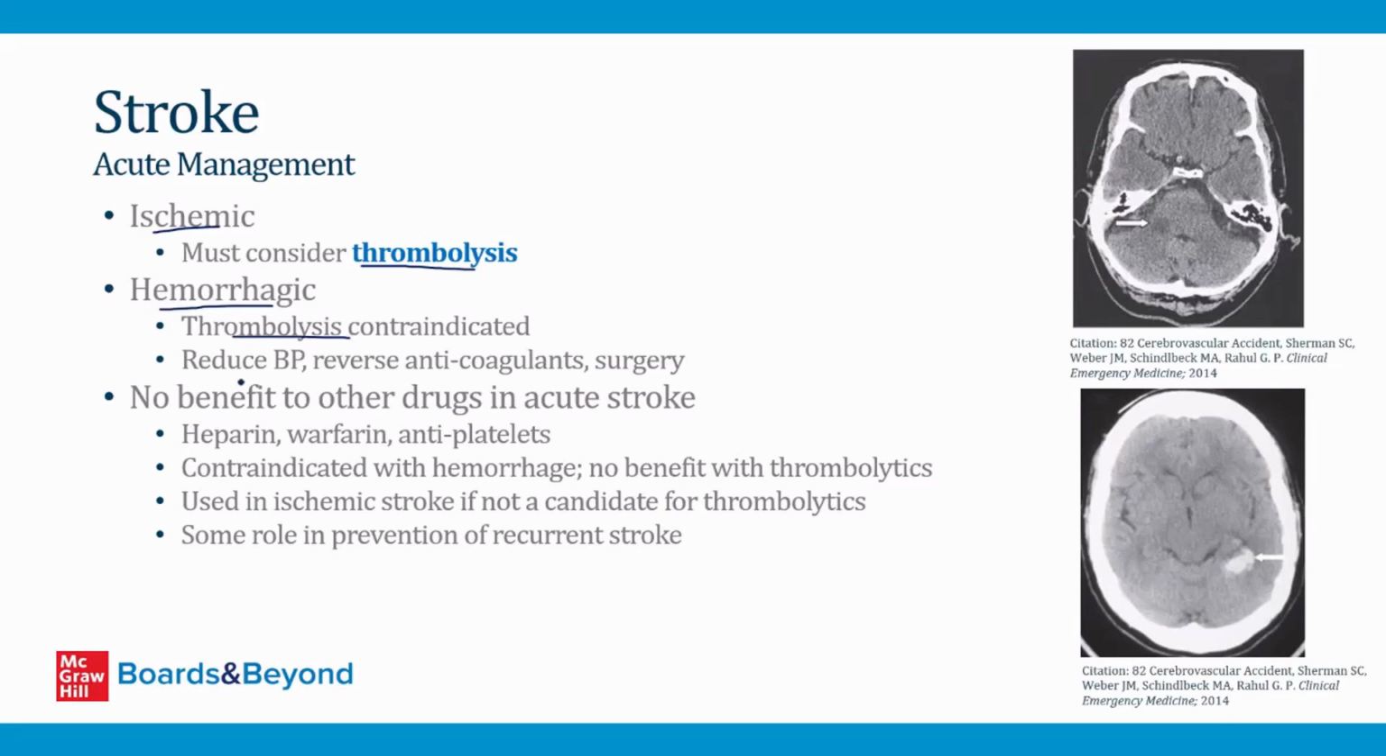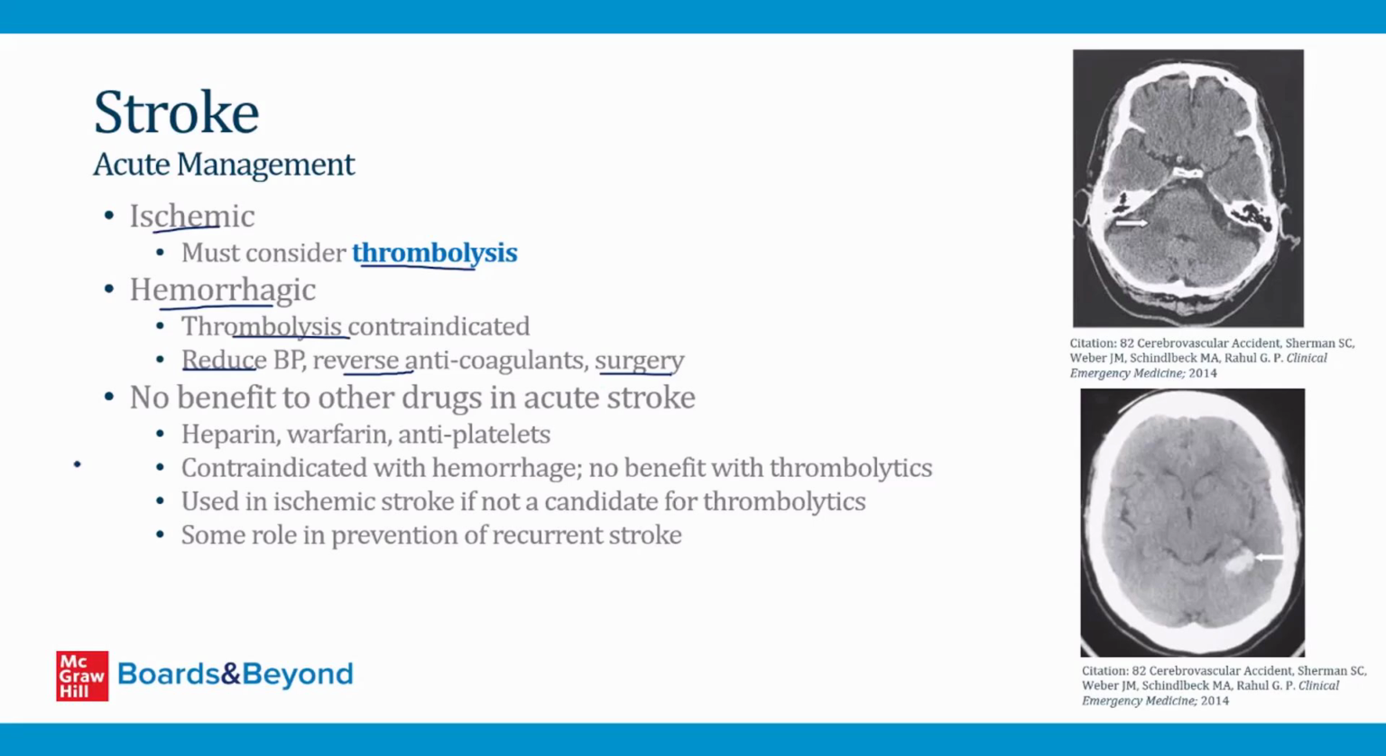In this situation, what you usually do is you reduce the blood pressure if the patient is hypertensive, because many patients with hemorrhagic stroke are hypertensive when they initially present. If the patient is taking any anticoagulants like apixaban or warfarin, you want to reverse those drugs so the bleeding doesn't progress. And then finally, if the bleeding is massive and there's a risk of herniation of brain tissue, then surgery is sometimes required in cases of hemorrhagic stroke.